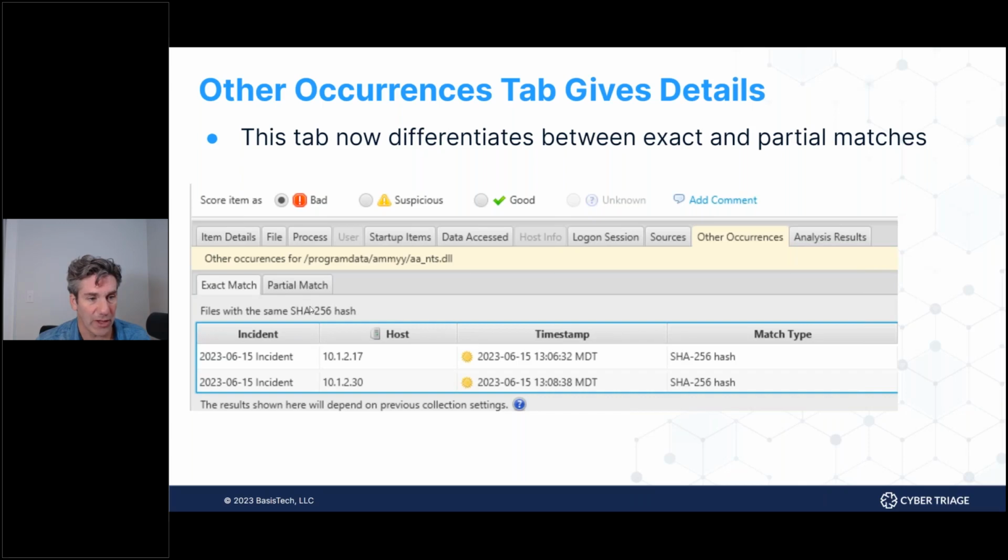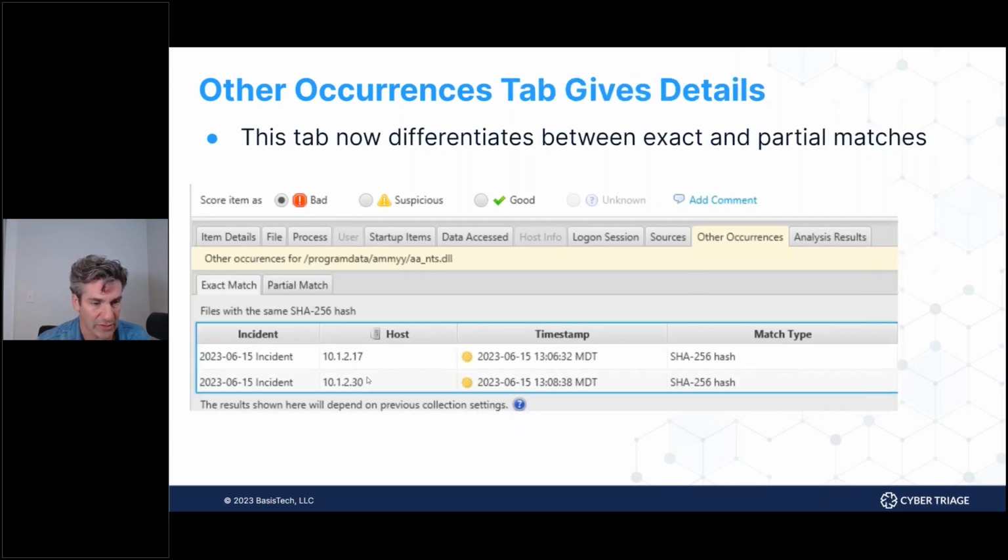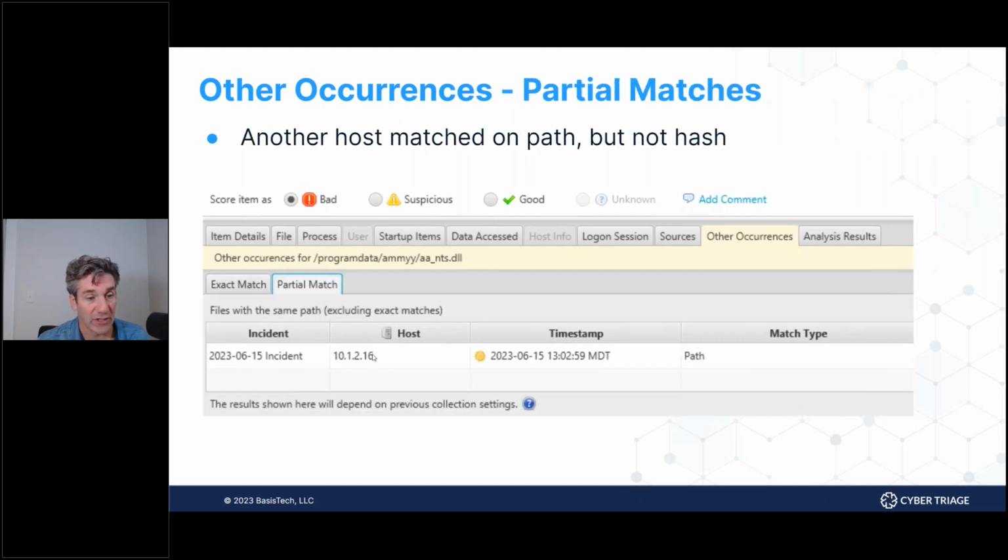The partial match tab, if you were to go over to that, says a different host, right? So this host number changes. So it was .17, that was .30. We're now at .16. This is saying these are partial matches. So this is saying now that this other host had a file with the same path as this guy. So the program data AMI A NTS.dll was also on this host, but it wasn't exact, right?